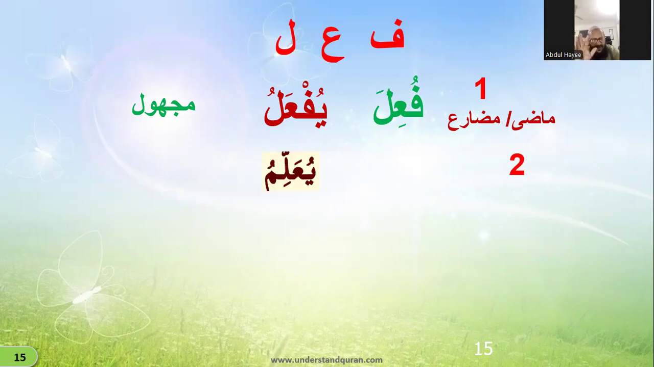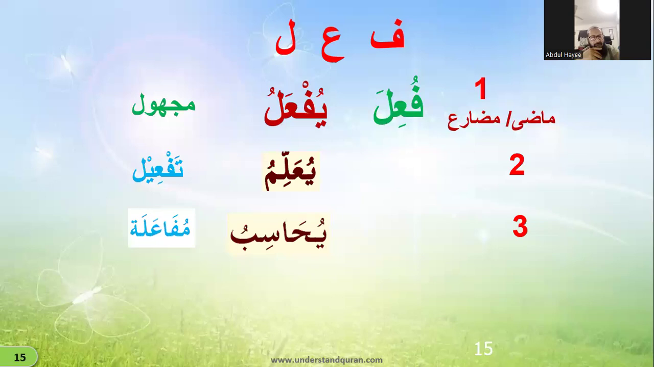You have done the QC3 and 4. Now you know what is yu'allimu. From the bab of taf'il, allama yu'allimu. Yu'allimu is from bab taf'il. Okay. There is another verb called hasaba yuhasibu. It's from the bab mufa'ala. There is a fourth one called aslama yuslimu. Yuslimu is from bab if'al.